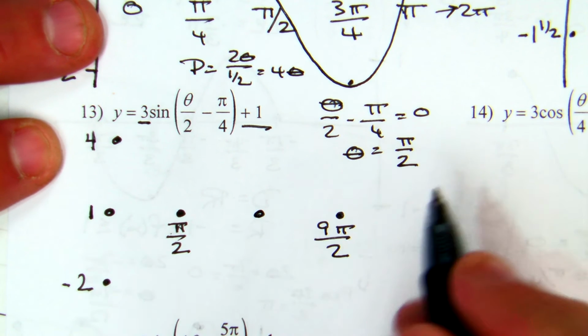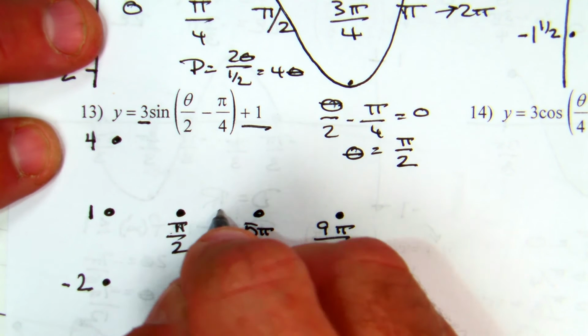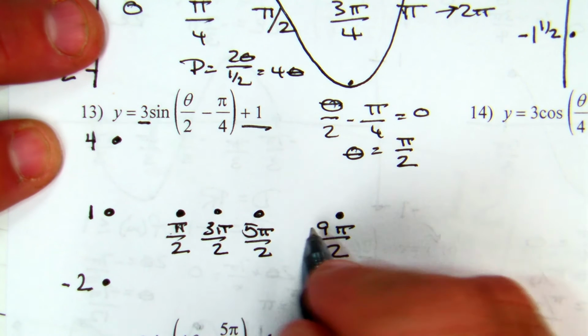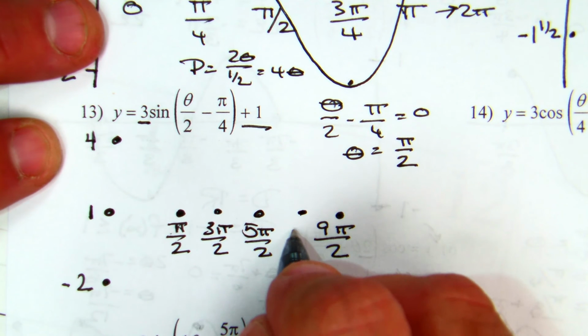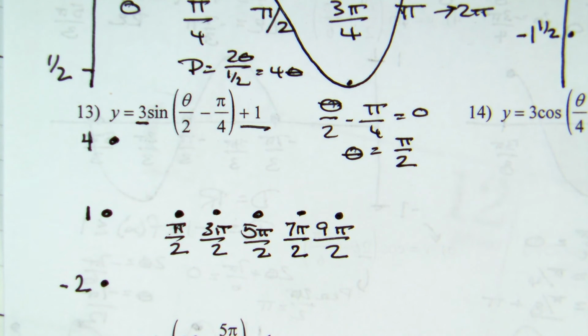Halfway between 1 and 9 is 10. Half of 10 is 5. So now I got 5 pi over 2. 1 plus 5 is 6. Half of 6 is 3. 3 pi over 2. 5 plus 9 is 14. Half of 14 is 7. 7 pi over 2.